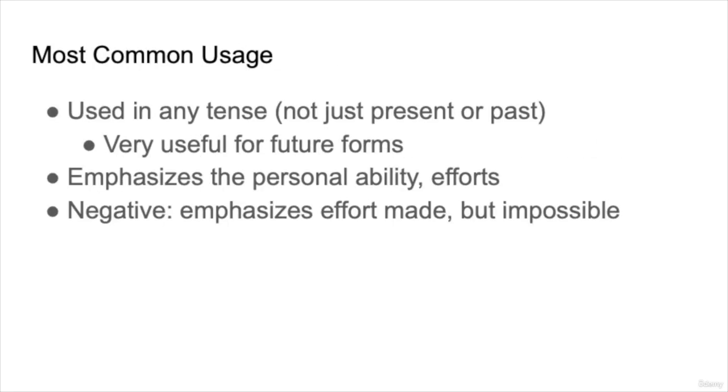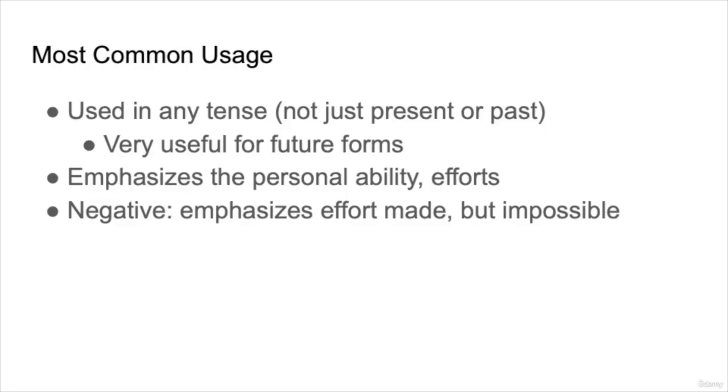Be able to is very useful for talking about ability in any tense or in different tenses. Can is just in the present, could is just in the past, but be able to can be used with future forms when talking about ability, and often is in the will form. So I will be able to.